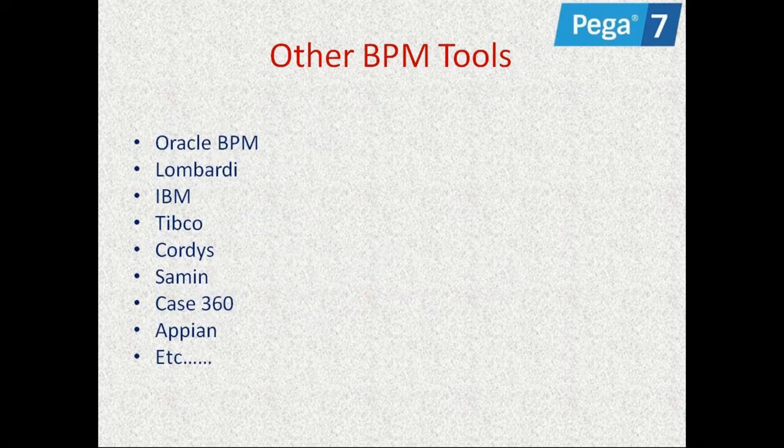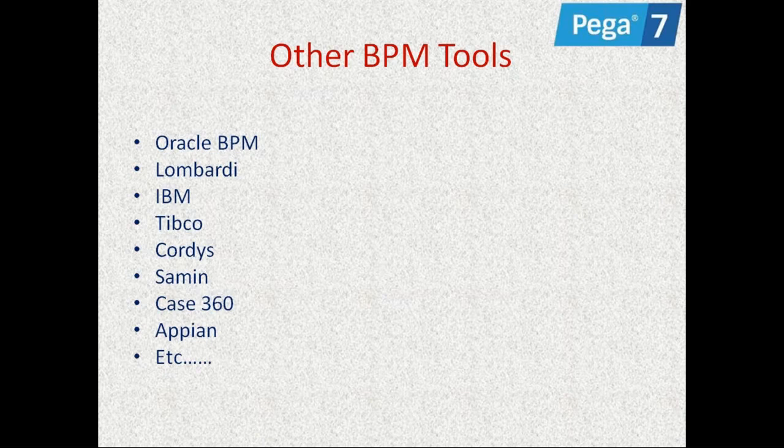In the market, there are so many BPM tools. I listed a few here, like Oracle, Lombardi, and Microsoft also has one major BPM tool. IBM has some small tools, around 50 to 100 tools, which are only middleware tools, but even those come under the BPM category. TIBCO is a middleware tool. Then there is Cordys, I mean, Case, Appian.